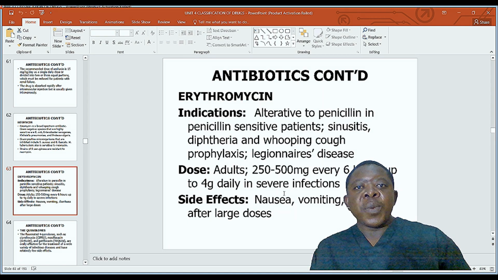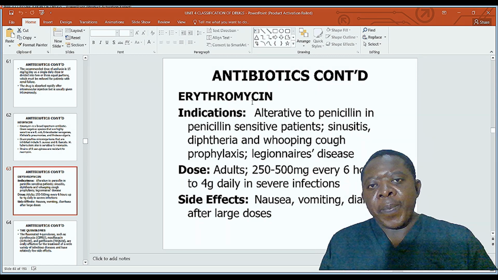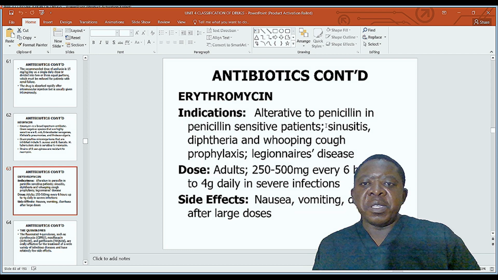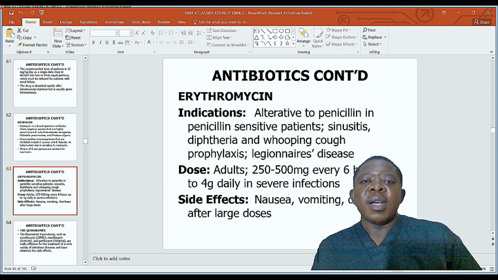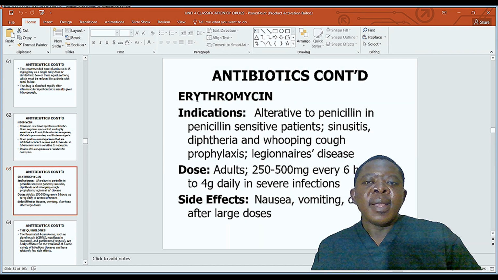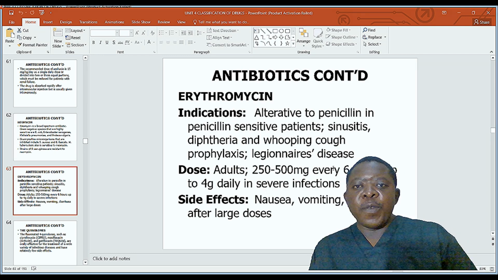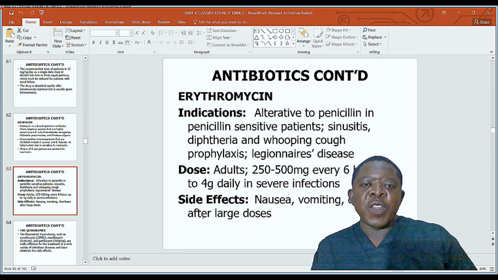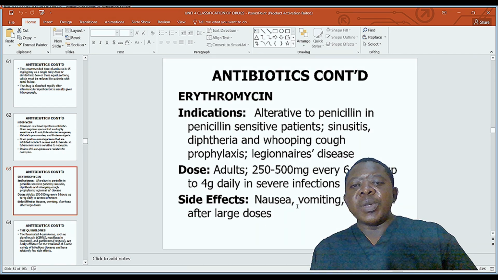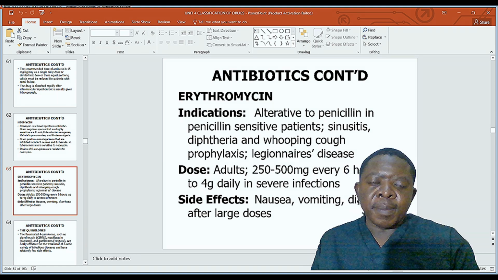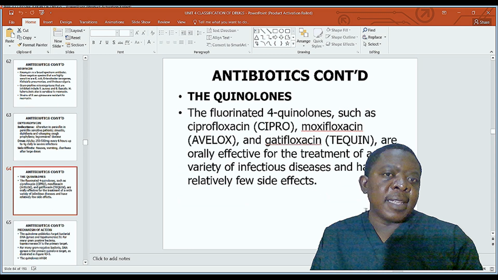Then we have erythromycin. Okay, that is an alternative to penicillin in penicillin-sensitive patients. That is sinusitis, diphtheria, and whooping cough, and as prophylaxis for Legionnaires disease. This drug can be given in adult doses of 250 to 500 milligrams every 6 hours, up to 4 grams daily in severe infection. Side effects include nausea, vomiting, diarrhea, and this may be seen mostly after large doses.